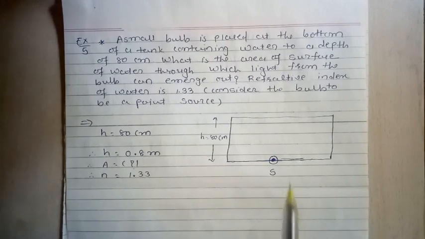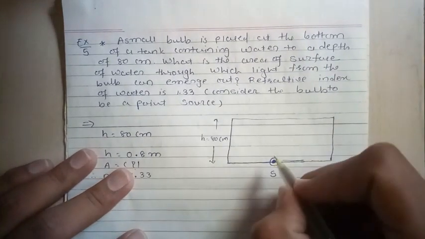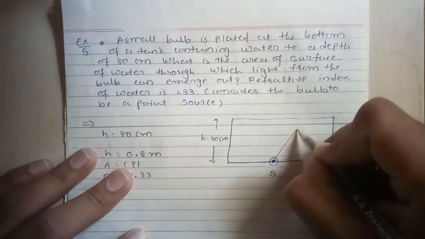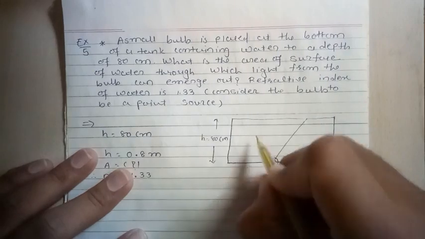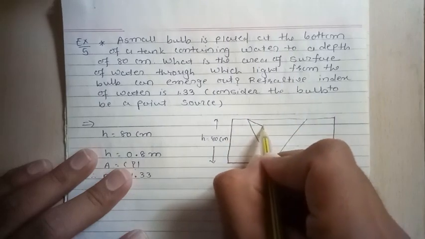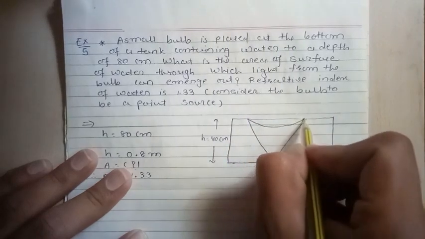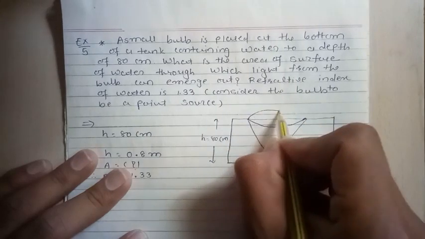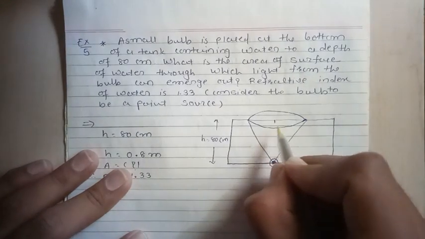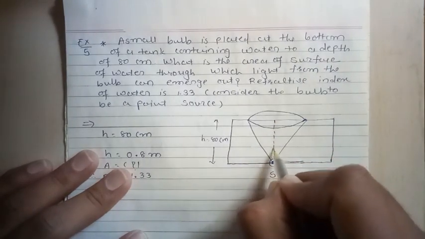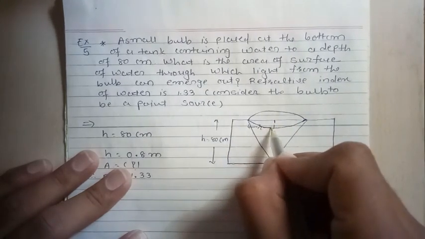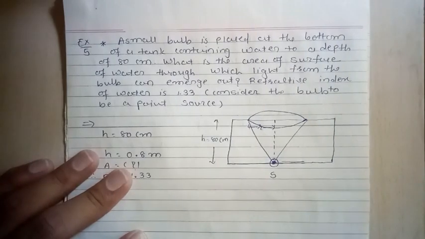So here this source emits light in a circular path, so this is an incident ray like this, and this is also an incident ray like this. This creates a circular path like this, right? So here this is the radius of the circle, right?